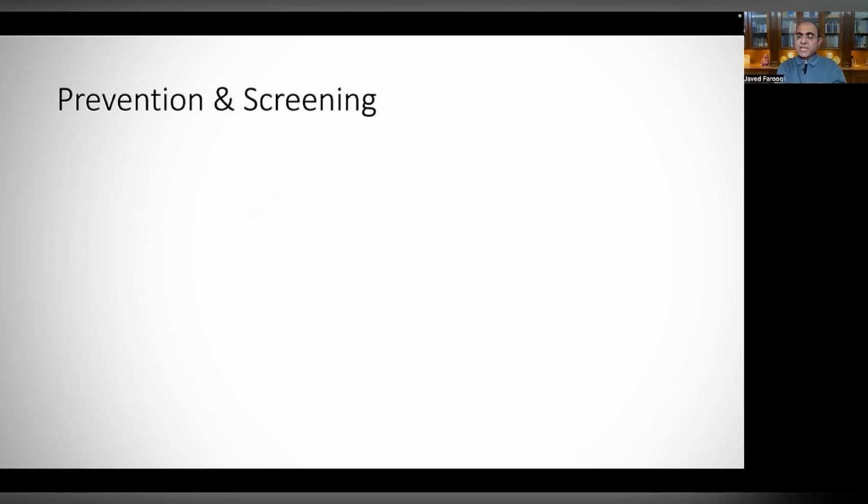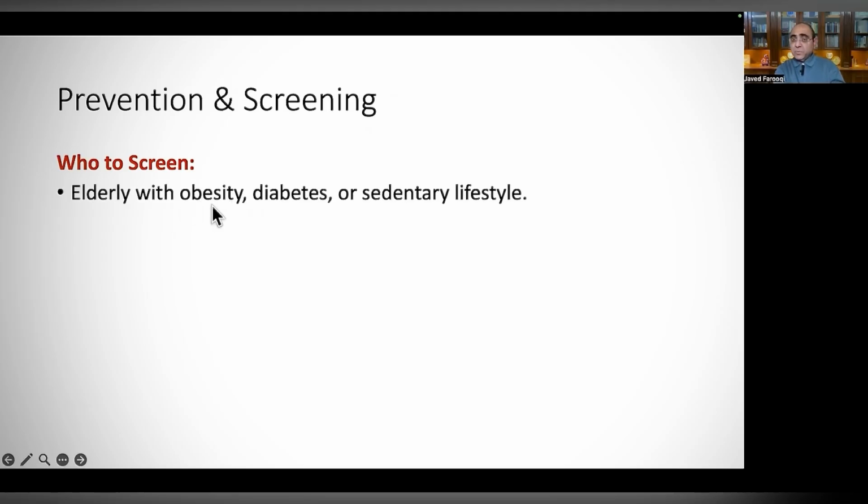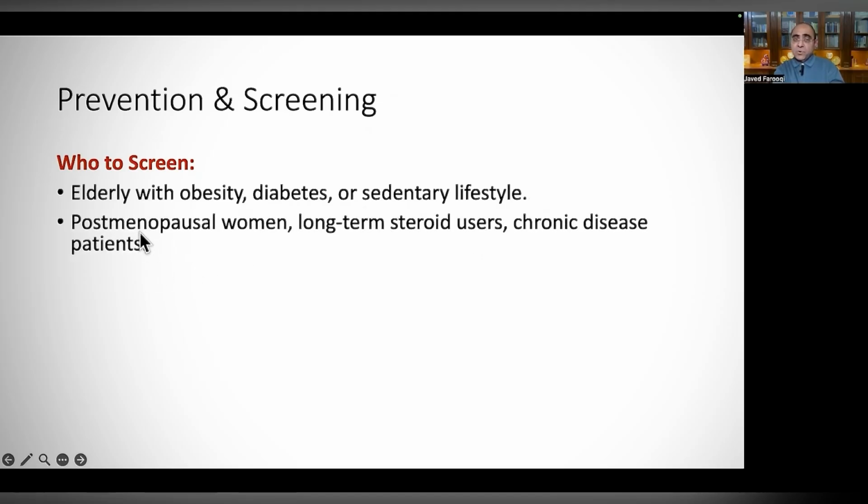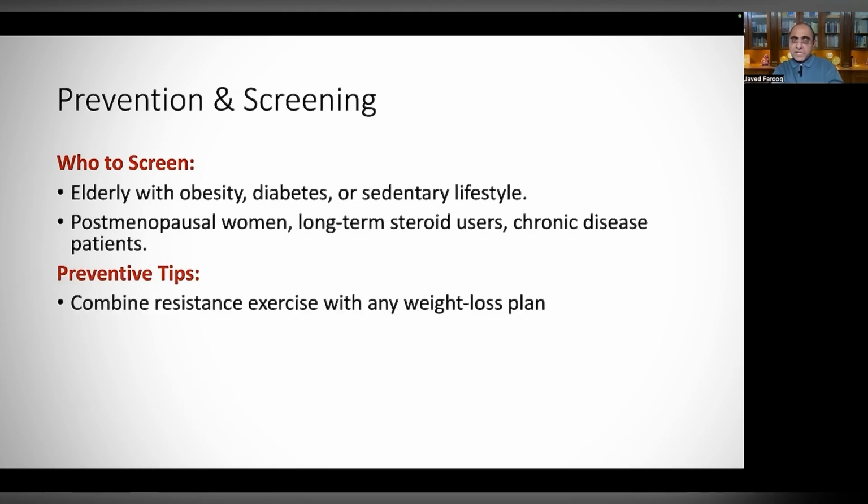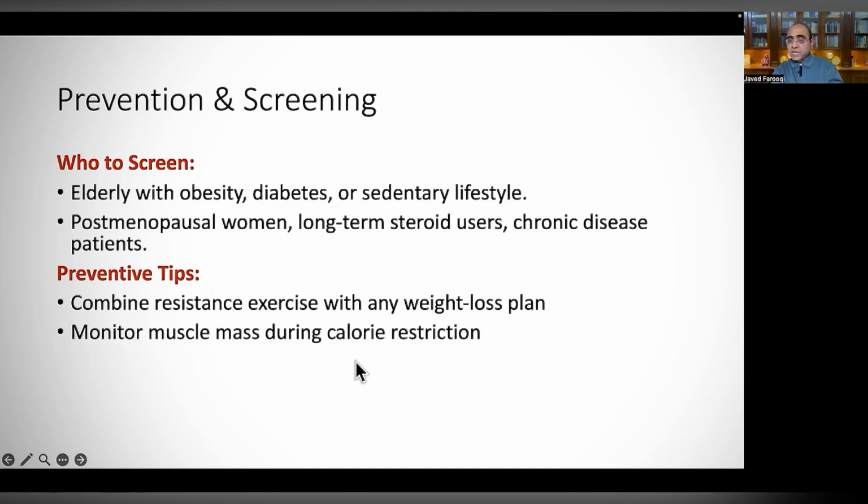What about prevention and screening of sarcopenic obesity? Who to screen? Elderly men with obesity, diabetes, and sedentary lifestyle. Postmenopausal women, those on long-term steroids, and those with chronic disease like diabetes, hypertension. What should be the preventive tips? Combine resistance exercise with any weight loss plan. Monitor muscle mass during calorie restriction.